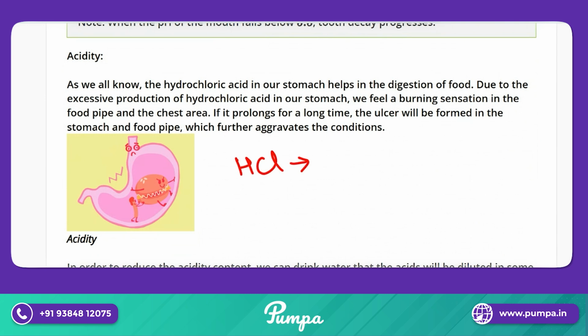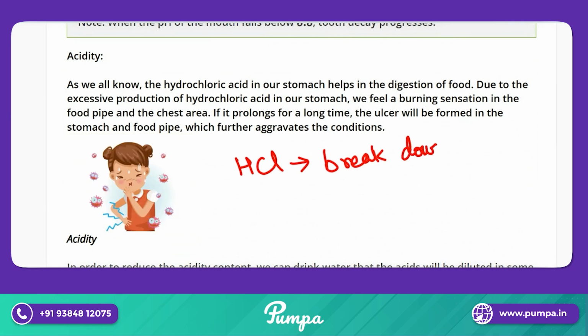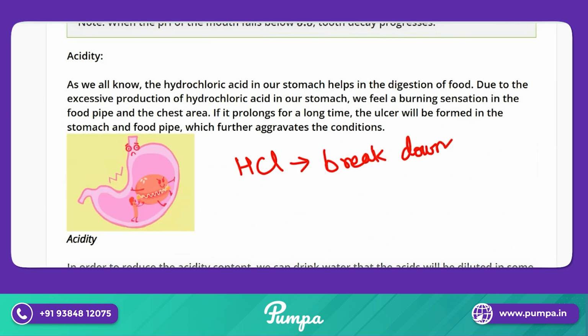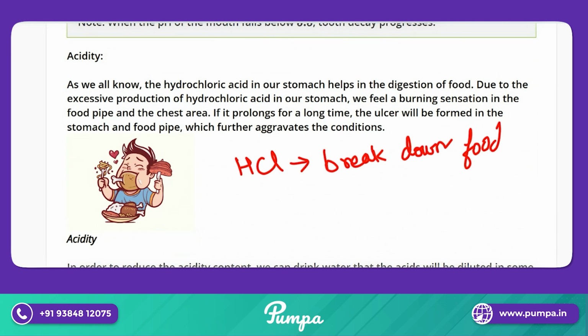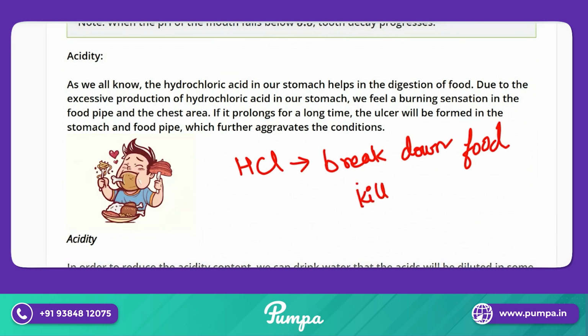Okay, one thing is, as you told, it will help to break down the food, right? And one more point you mentioned, that it helps to kill bacteria, the microorganisms, right? So it can do both things. When you eat food, your stomach produces HCl, which helps in the digestion process. But sometimes too much acid, everything has to be in the right amount, as we saw above with toothpaste.